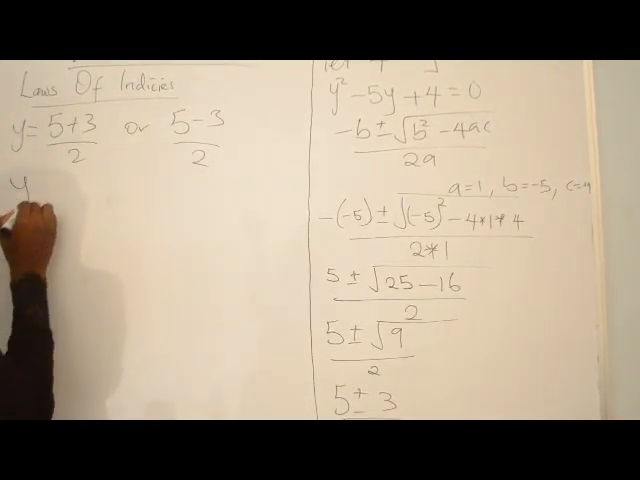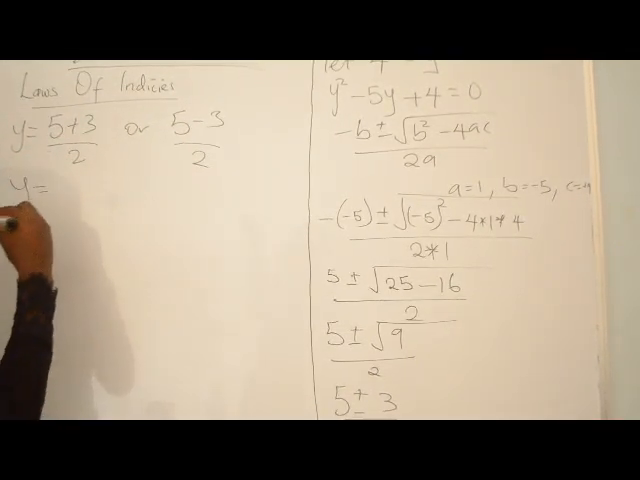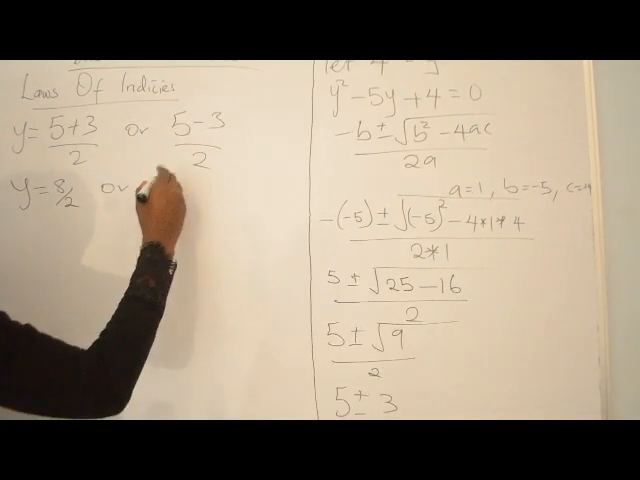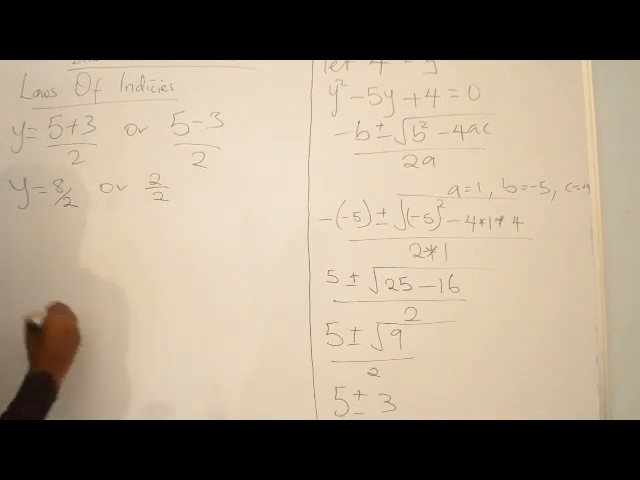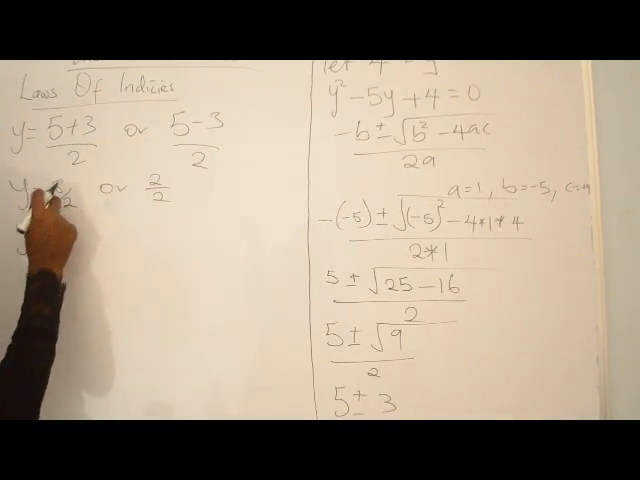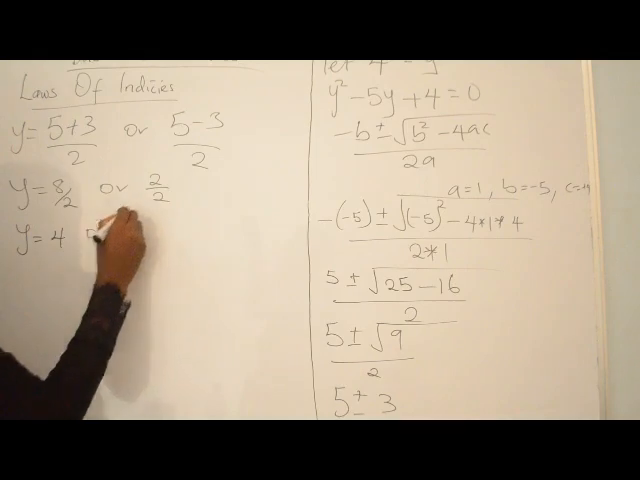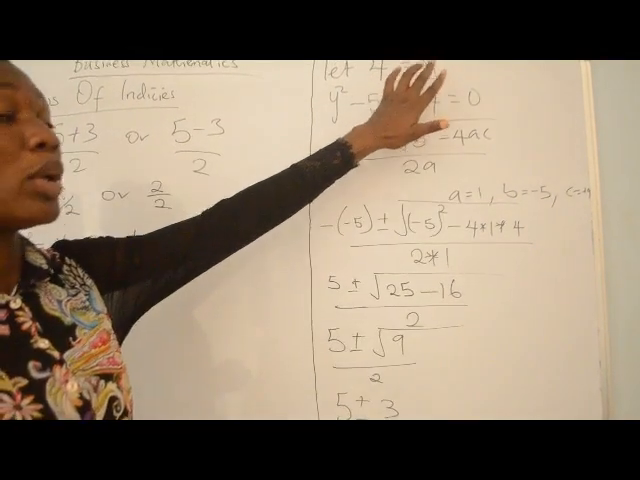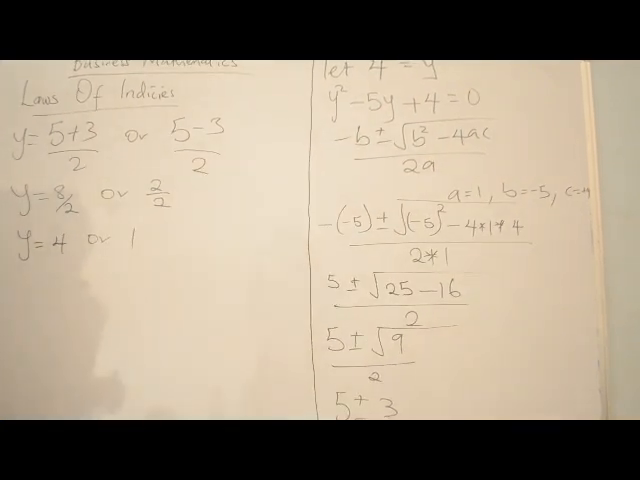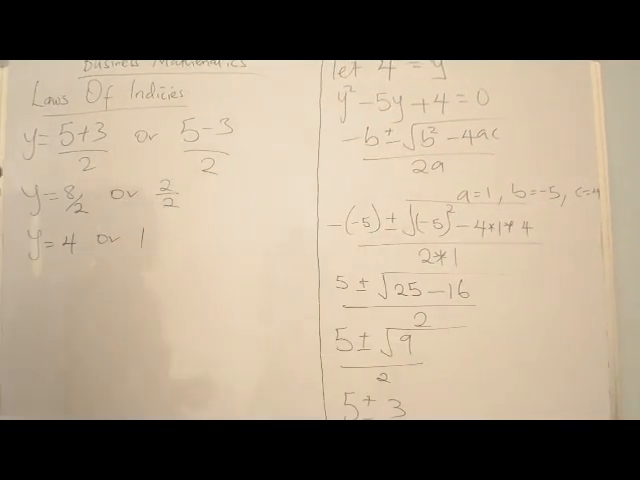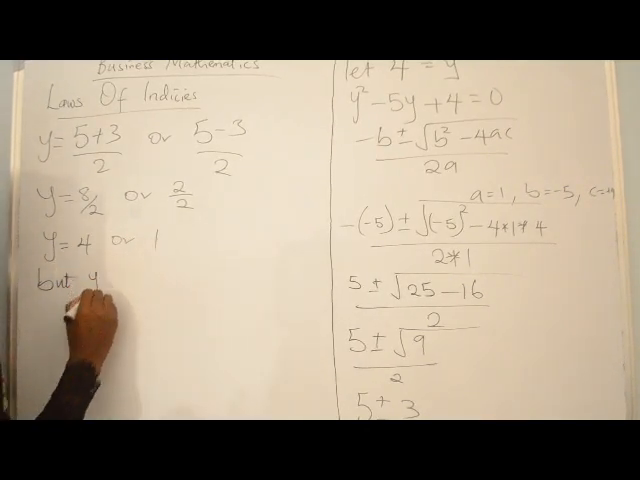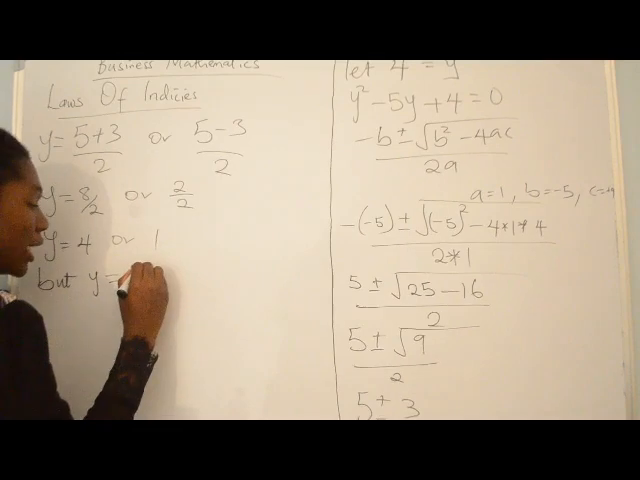So for the first, we'll be having 5 plus 3 over 2, that will be giving us 8 over 2, or 5 minus 3 will be giving us 2 over 2. So our y is equal to 8 over 2, which is 4, or 2 over 2, which is 1. But we are not asked to find y. Our y came to represent 4 raised to power x. So y is equal to 4 raised to power x.